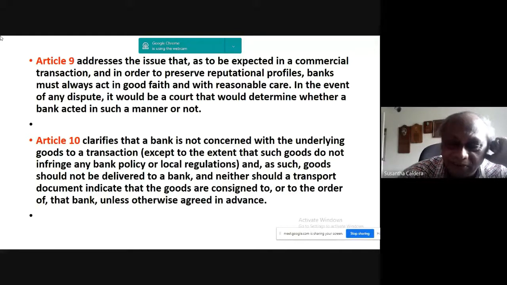Who is the consignee? The bank. Because they have made the bank as a consignee, then we have to go to courts unnecessarily. Right? Article 10 is very important. We should not get it consigned to the bank unless it's very, very important.